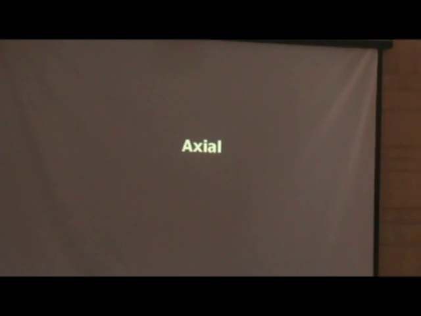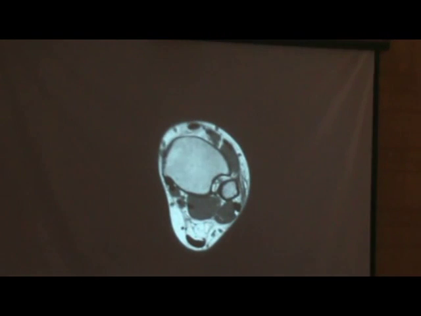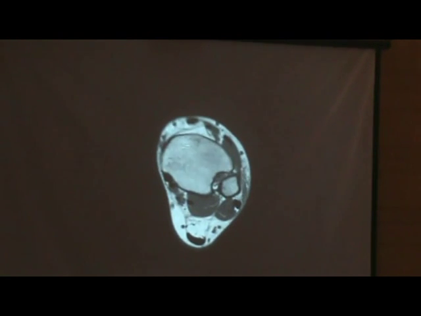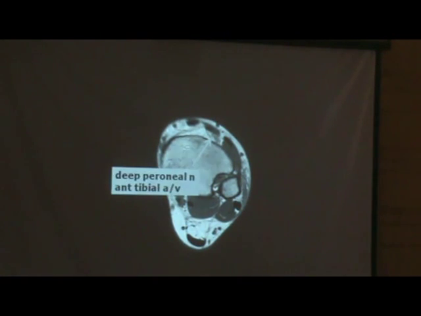Let's see the axial images, the best ones to see the anatomy. So again, we have pretty much the same slice we started the other one for the tibial nerve. Here we can find this neurovascular bundle, which the arrow in blue, and this represents the deep peroneal nerve and the anterior tibial vessels, artery, and vein.